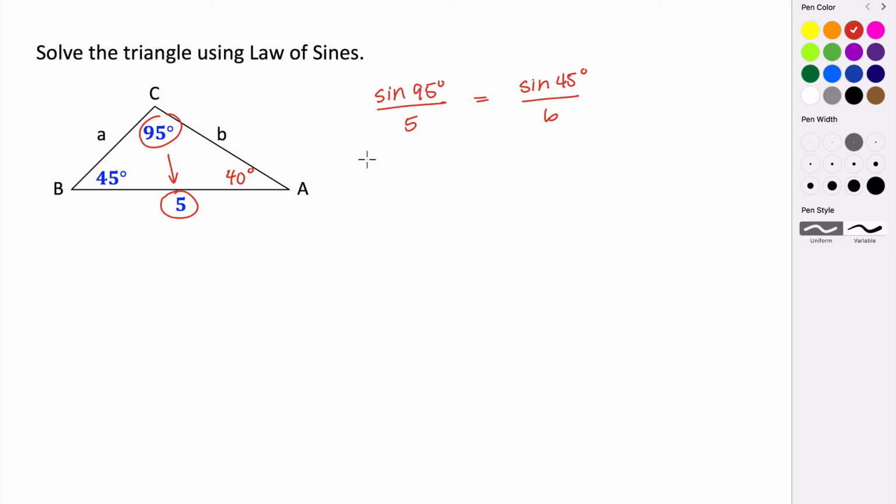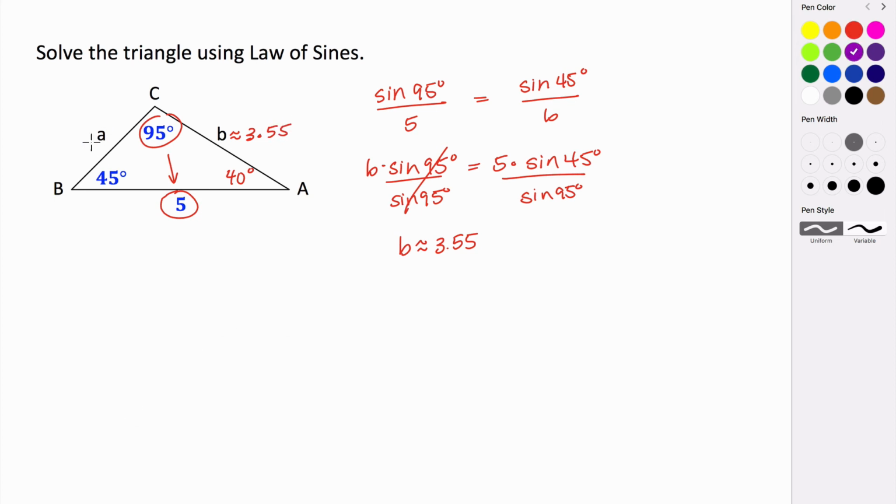Take the cross product. We have that B times the sine of 95 degrees equals 5 times the sine of 45 degrees. Divide by the sine of 95 degrees. We should get that B is about, let's round to the nearest hundredth, two decimal places. Also, when you're doing this, make sure that your calculator is in degree mode. So when you plug this into your calculator and round to the nearest hundredth, you'll get that B is about 3.55.